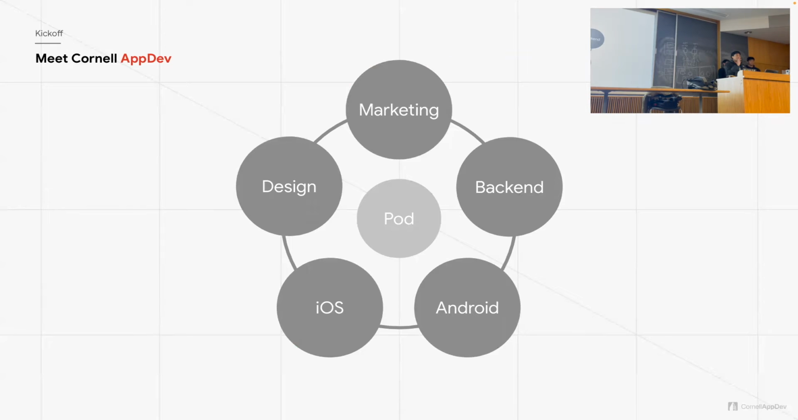I think 5. We have 5 pods for our 5 different apps that we have. So we have around 5 or 6 active apps that we usually work on. And each one of those pods has around the same 9 or so members. Yeah.